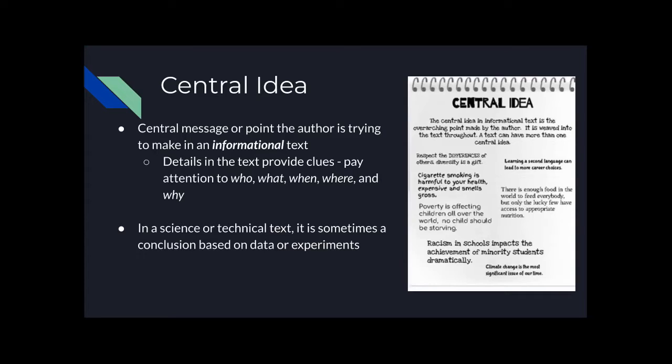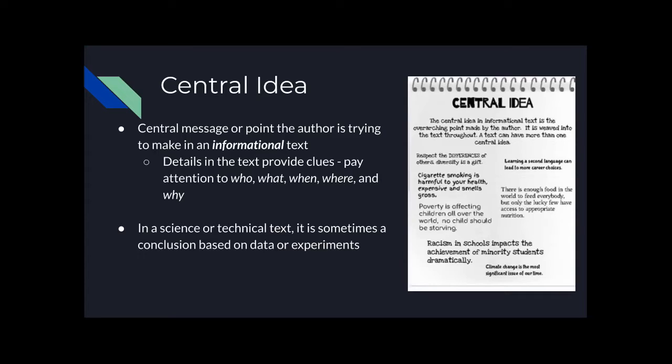In the last lesson, we talked about the strategy of identifying the central idea. And as you recall, the central idea is the key message or point that the author is trying to make in an informational text. To find the central idea, we're going to use details within the text that will provide us clues as to what the author's main point is. So we're going to pay attention to the who, what, when, where, and why.